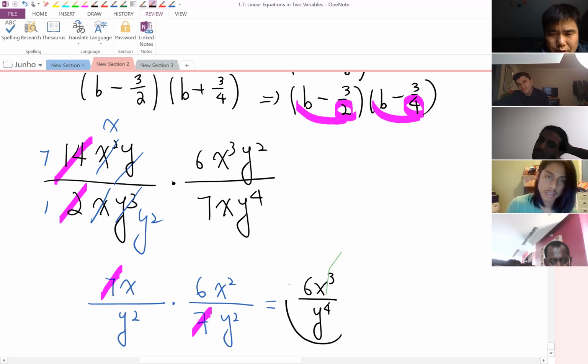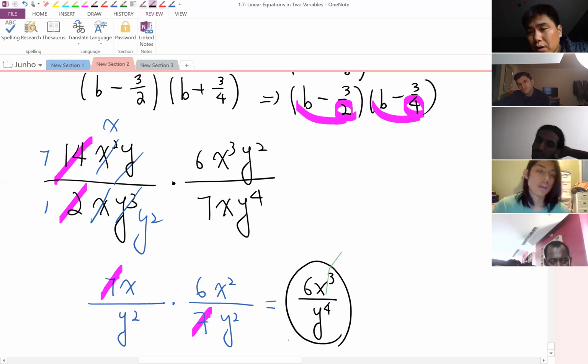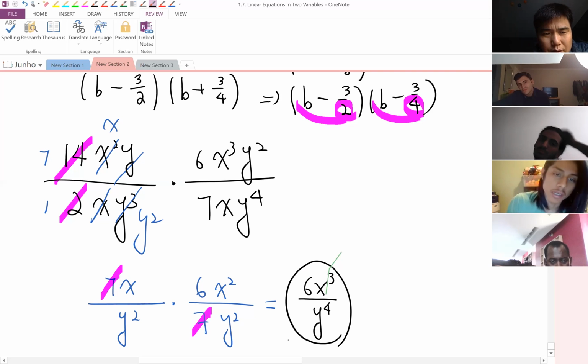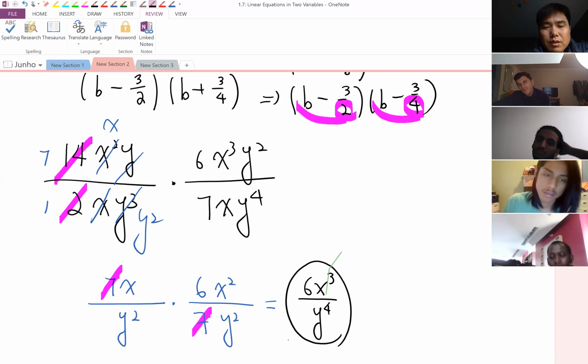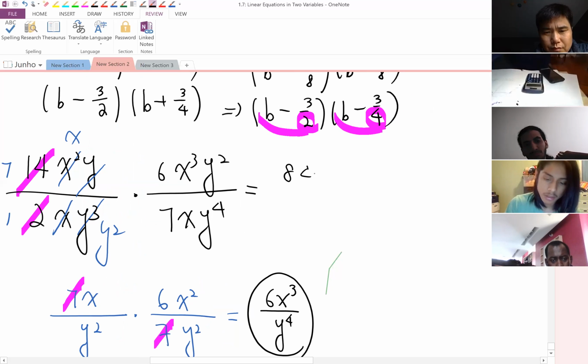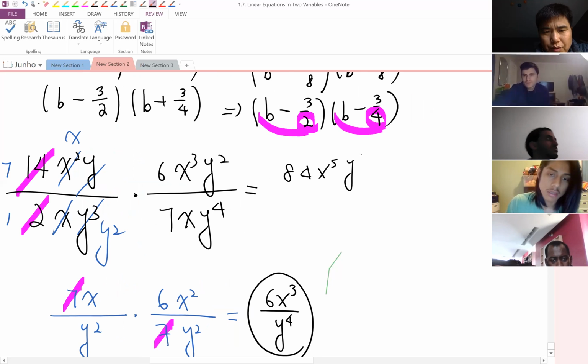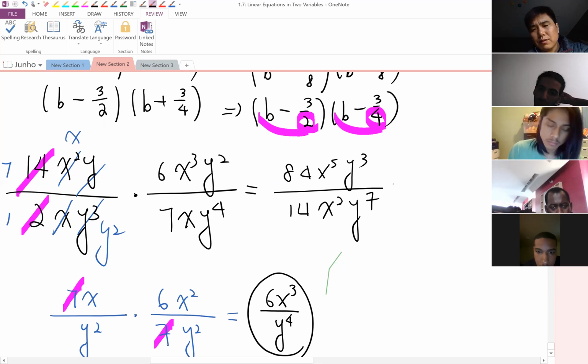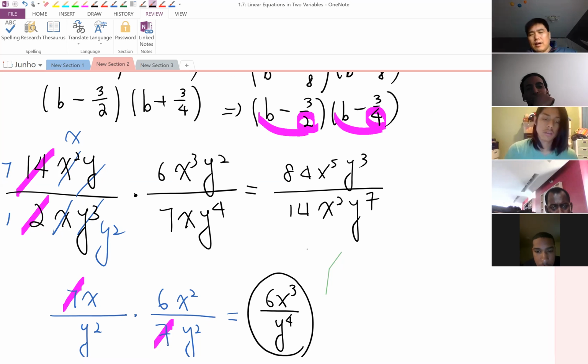Yeah, I did it differently though. How? I just multiplied across and then simplified it. Oh, okay then. So I'm gonna write here for you. Let me know what you did. All right, when you multiply across, you get 84x to the fifth, y to the third over 14x squared, y to the seventh. And then you just simplify from here. Okay, that's a good idea too. Any other idea?